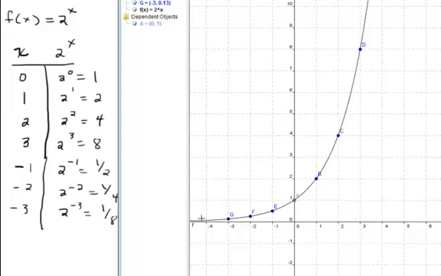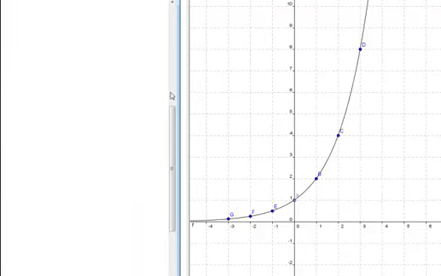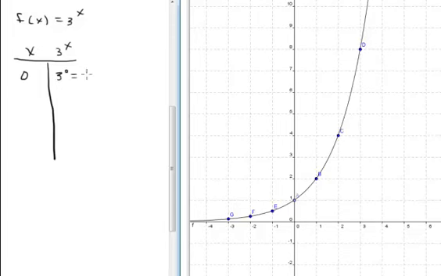What do you think happens if we graph a new function, g of x equals 3 to the x? Let's see what happens here. Let's make a chart again and see if we can see a similar trend. When x is 0, we have 3 to the 0, which is 1. Oops, this time we're going to say g.